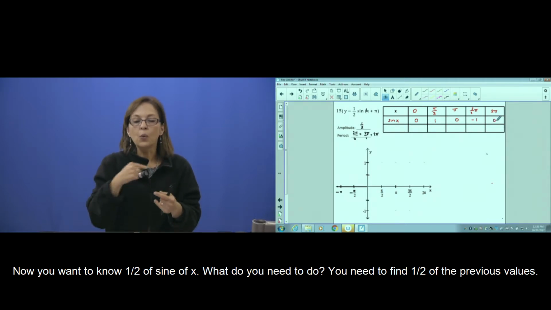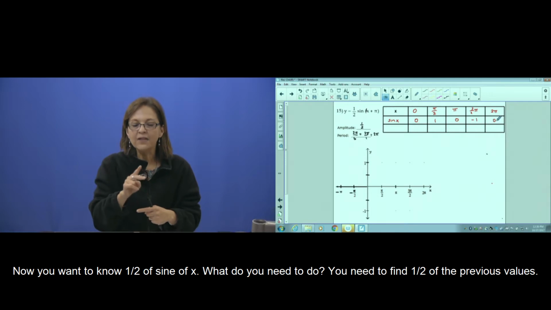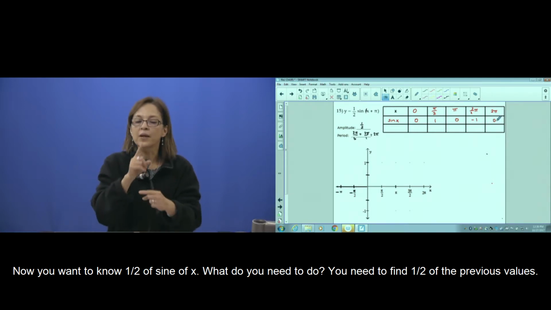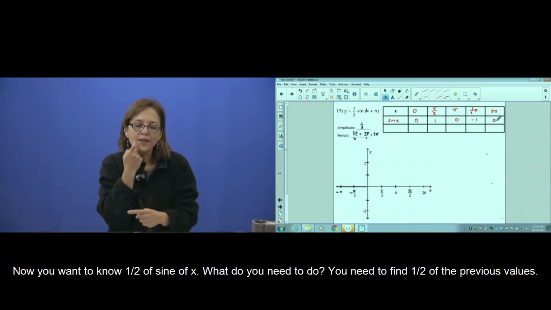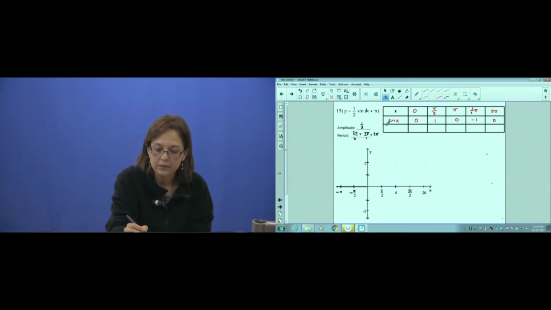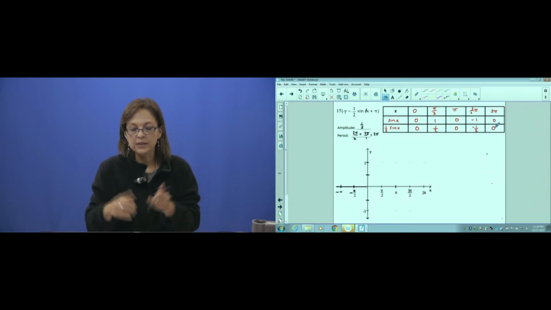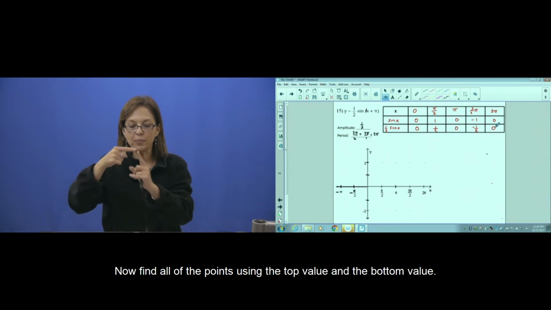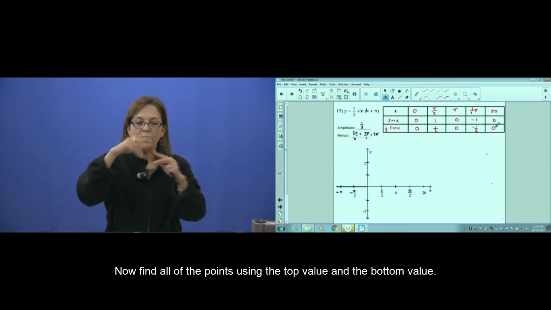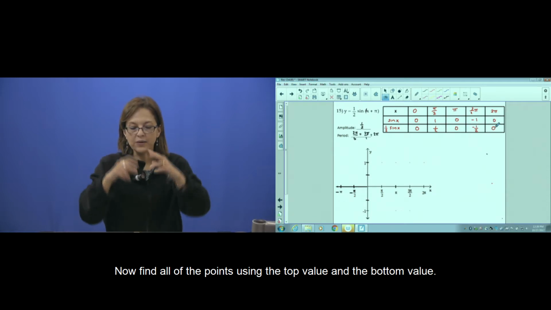Now, we want to know 1/2 of sine of x. What to do? You have to find 1/2 of the previous values. Now, find all the points. Use the top value and the bottom value.